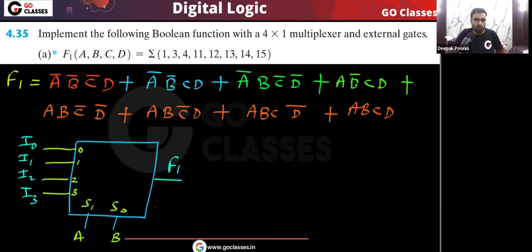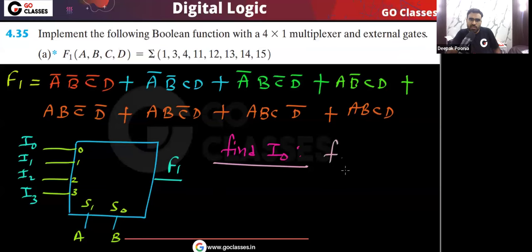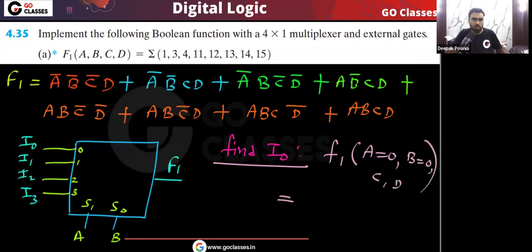So let's find I0. To find I0, what do I need to do? In this function f1, I will put A0 and B0. Yes or no? A0, B0, that's it. Then I will get I0, which will be the same as I0.